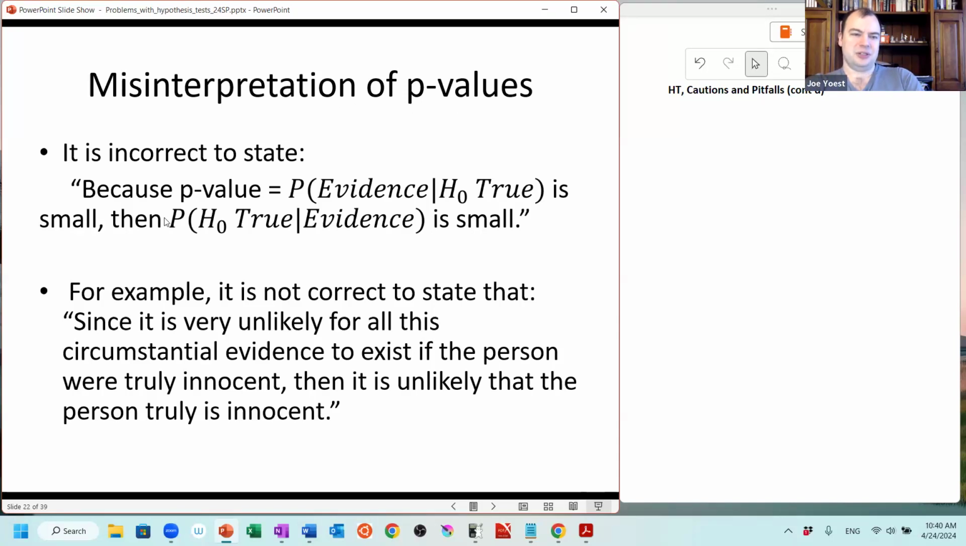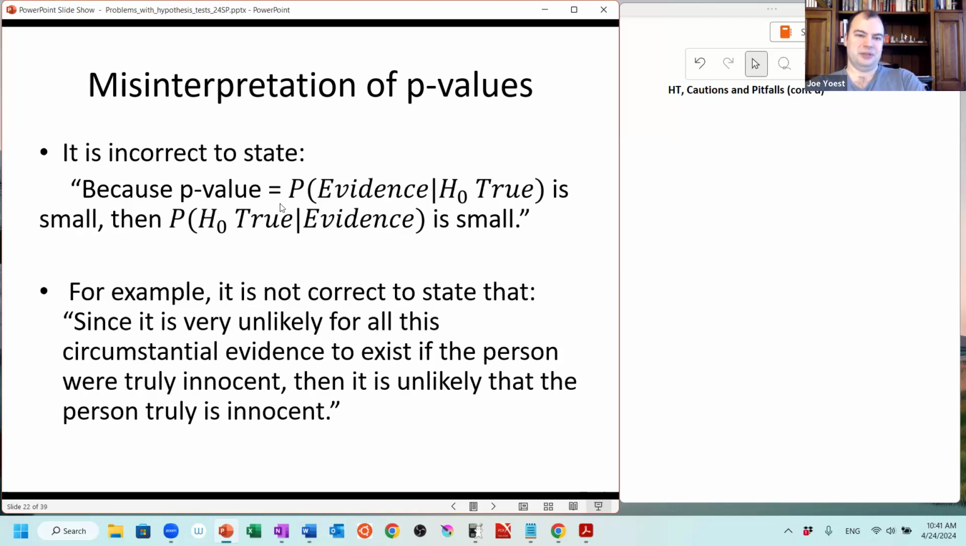We might be tempted to say something like this. We run our hypothesis test, we do our calculations, we get a small p-value. We get, say, p less than 5%. We reject the null in favor of the alternative. Okay, great, we got a rejection. We might be tempted to say, because the p-value is small, it's unlikely that the null is true. Because I was able to reject the null in favor of the alternative, the chance that the null is true is low.